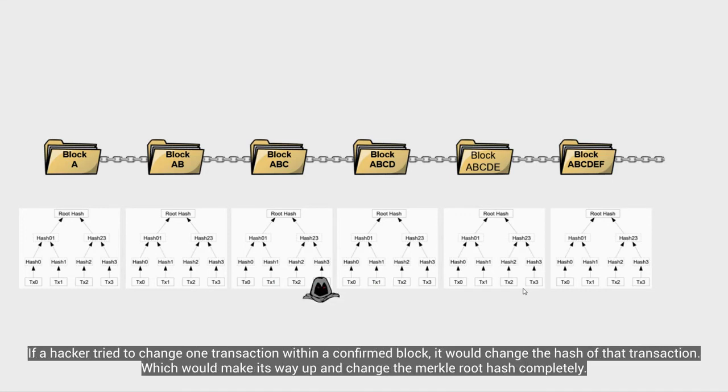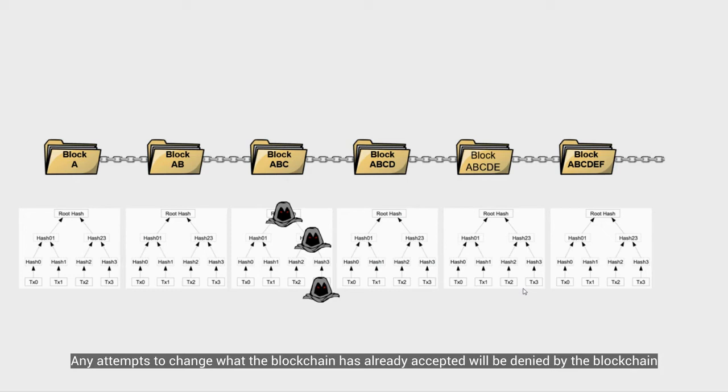If a hacker tried to change one transaction within a confirmed block, it would change the hash of that transaction, which would make its way up and change the Merkle root hash completely. And any attempts to change what the blockchain has already accepted will be denied by the blockchain.